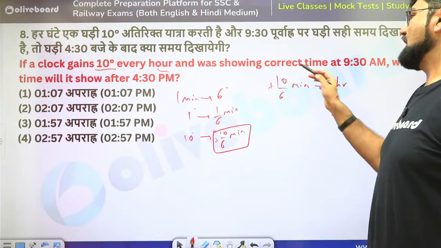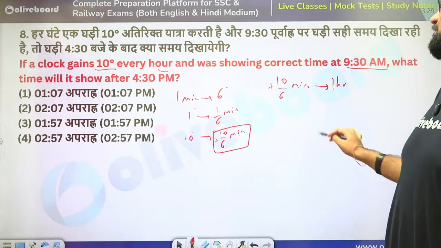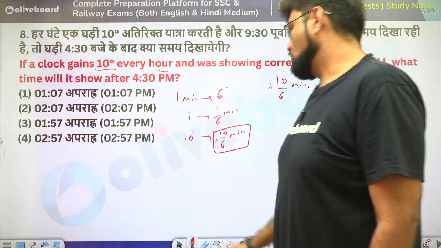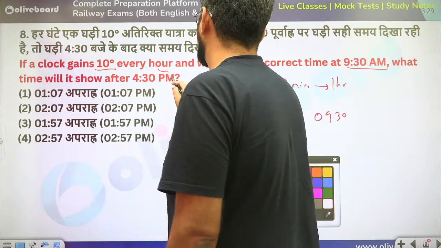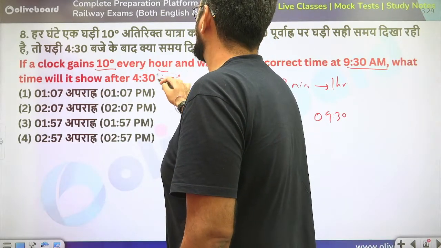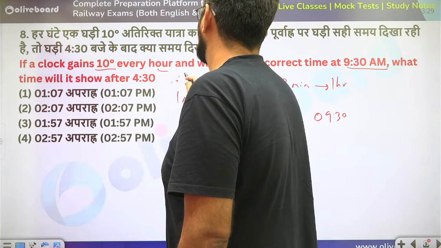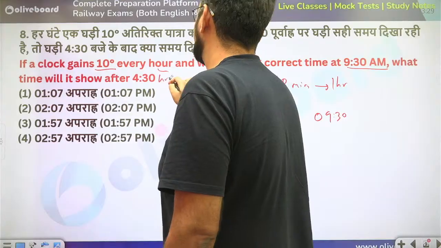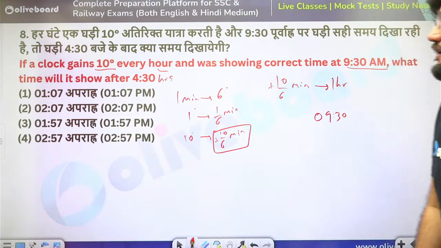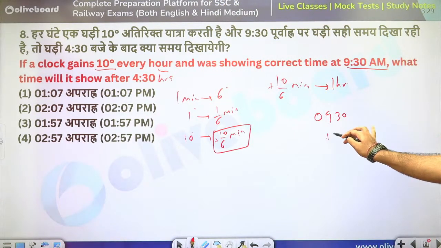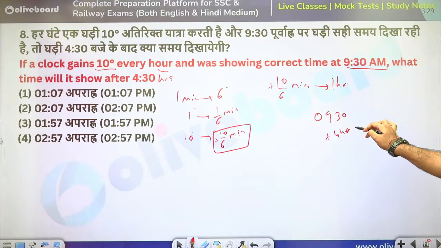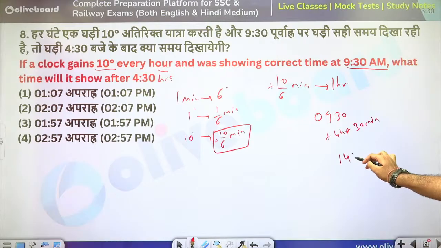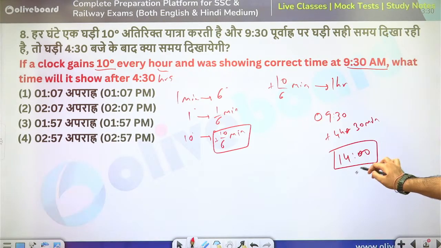Now it was showing the correct time at 9:30 a.m. At 9:30, it is showing the correct time. What time will it show after 4:30? Not a.m., it is hours. After 4:30 hours, that is 4.5 hours. What time will the clock show after 4:30 hours? Okay, so after 4:30 hours, if I add 4:30 to 9 hours, so I will get 2 o'clock, right?